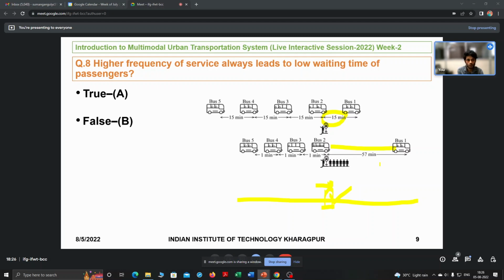So it is not always true. This is the correct answer. It may be true if it is even, but in this scenario it is not true. So it is the number of transit units per hour.